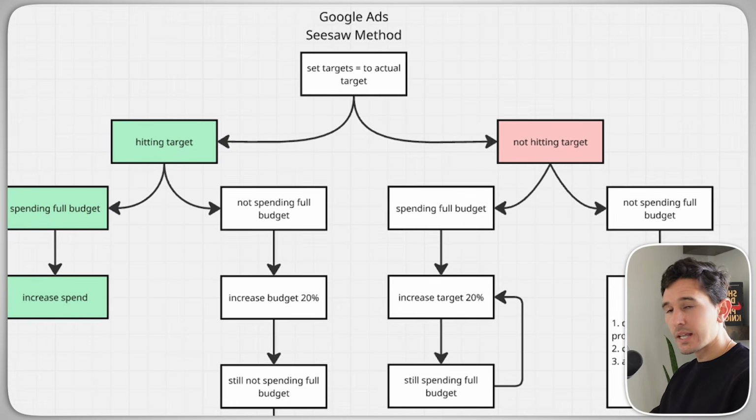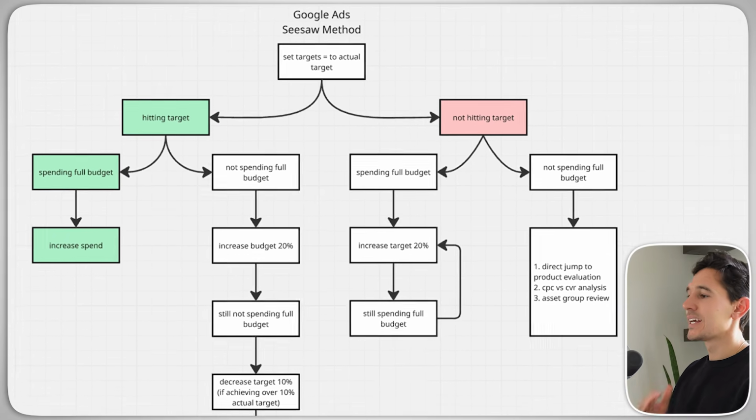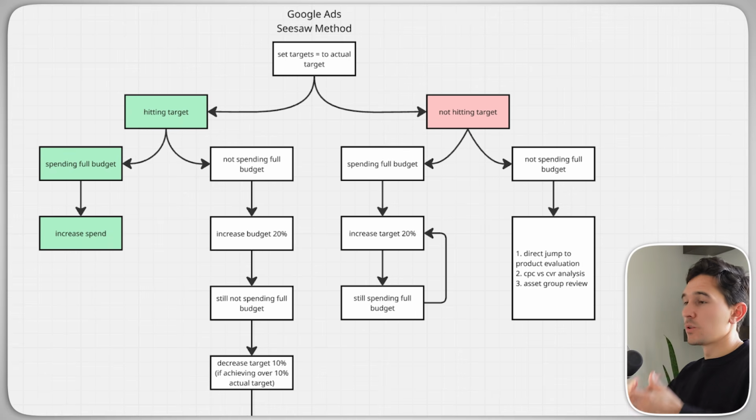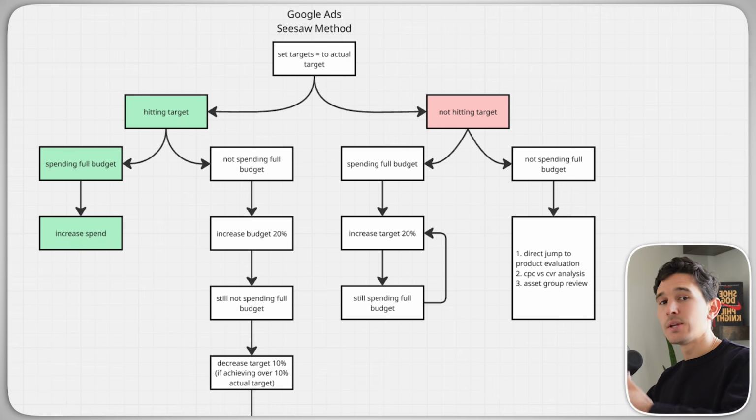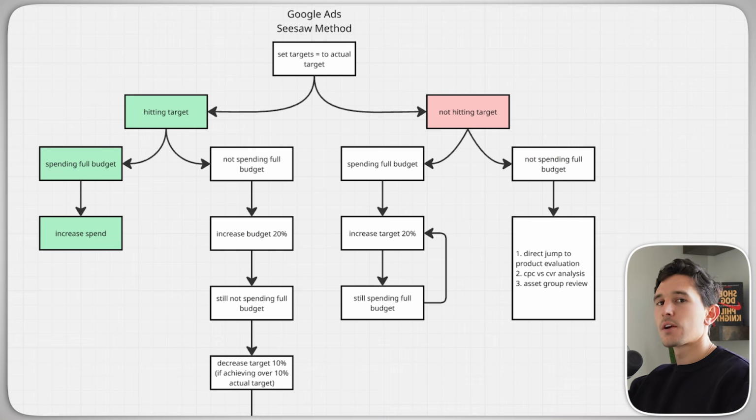So before we begin the method, we have to set our targets, and the way that we want to set our targets is equal to our actual target. So we're not going to pretend that we need a 10x return on ad spend if we only need a 2.5. We need to give Google the most accurate target possible, because unlike a cost cap on Facebook, Google will actually restrict your budget more frequently if it can't hit its target. And that's exactly the relationship that we want to create. So once we set our targets to our actual real target return on ad spend, we're going to go in one of two directions.